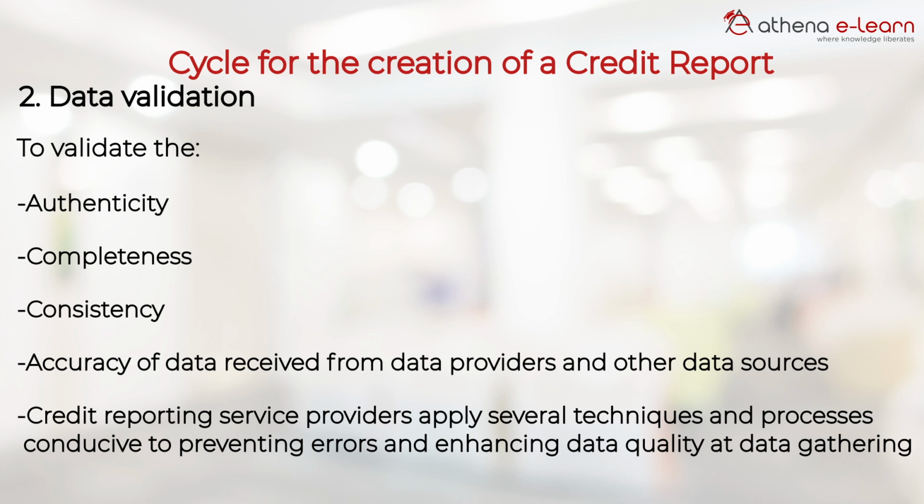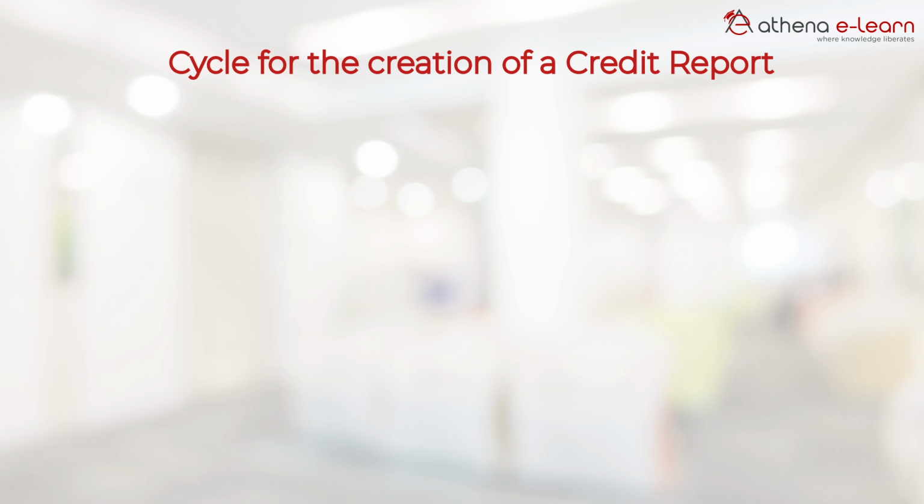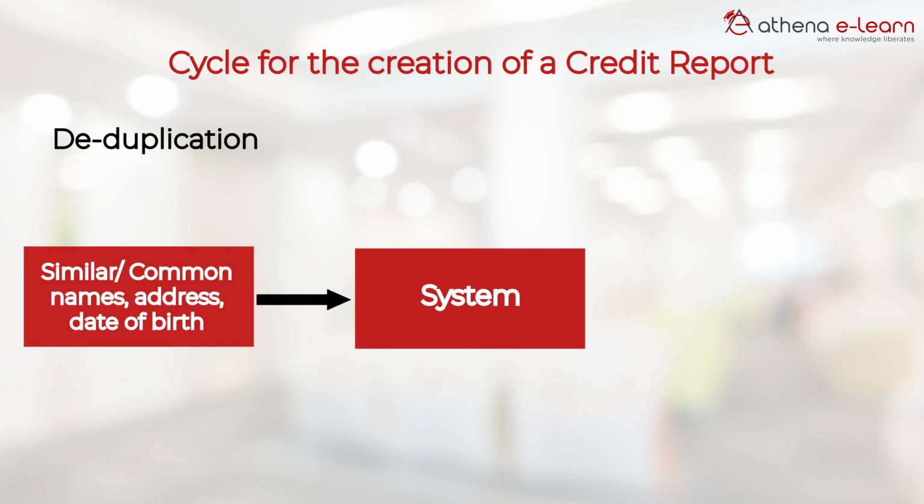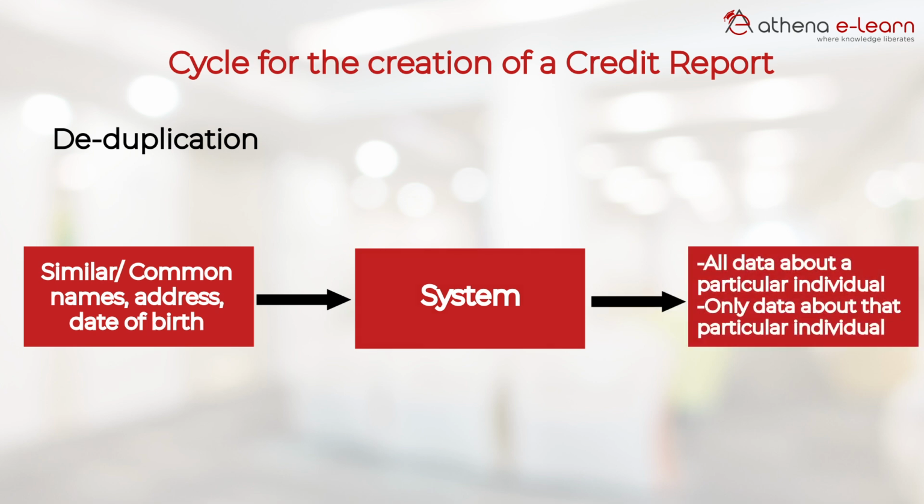Now, that process of validation, the second stage I talked about, has one important component, which is what we call deduplication. There are people with similar names. There are people who have common addresses and common dates of birth. It's important that you have a system in place where you get all data about a particular individual, and only data about that individual, and not data about someone whose name is similar, who happens to live at the same address or has the same date of birth.